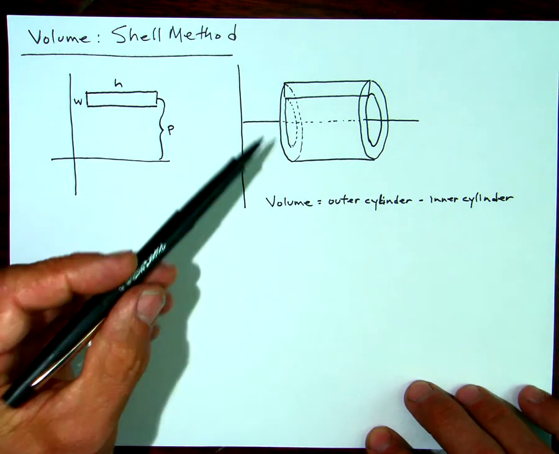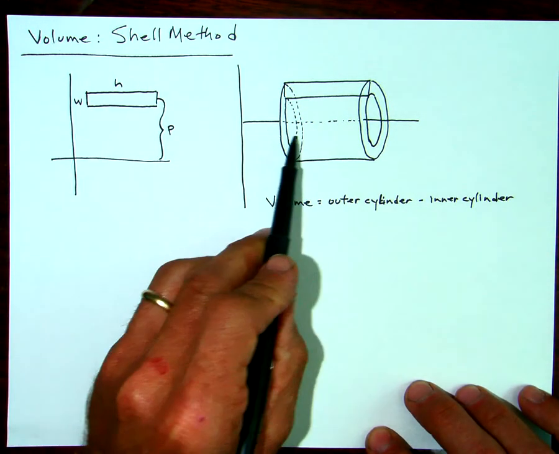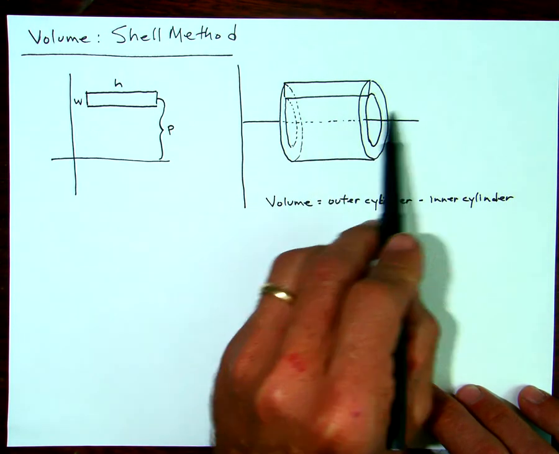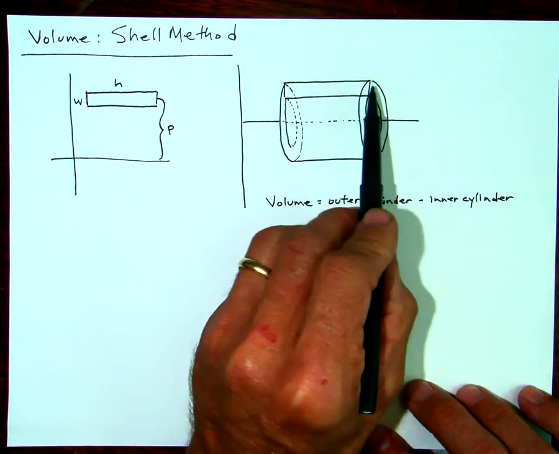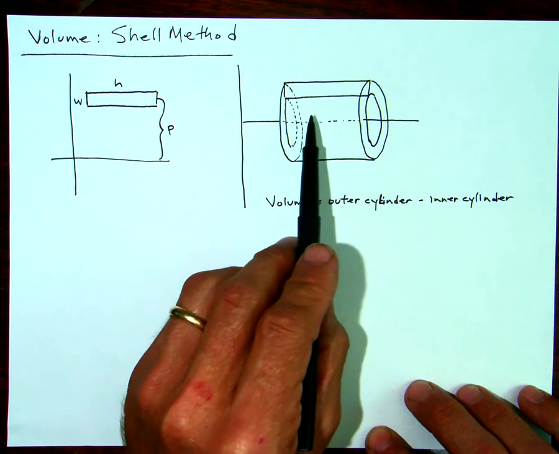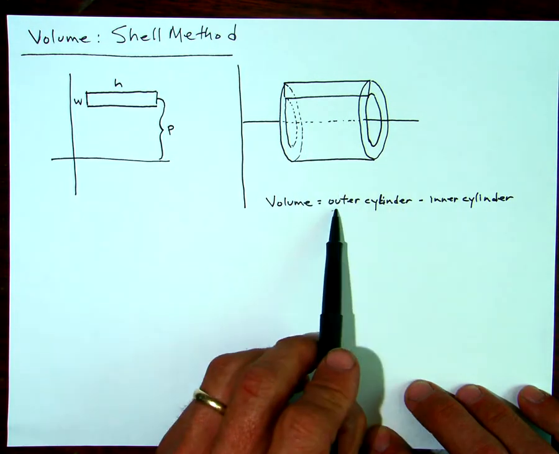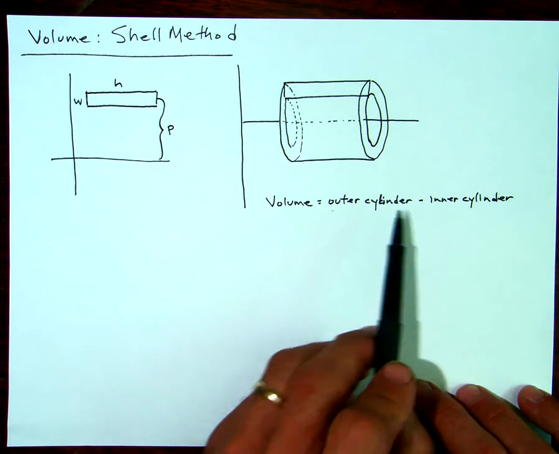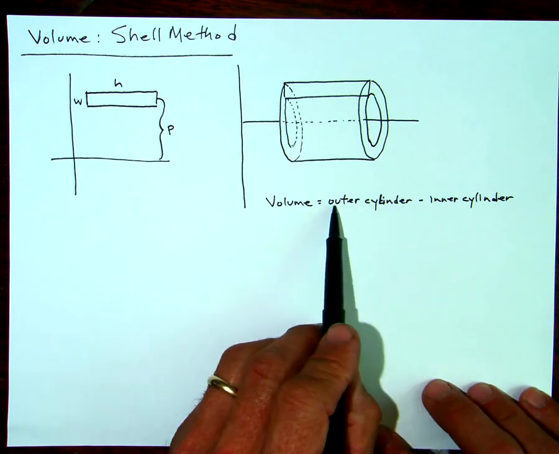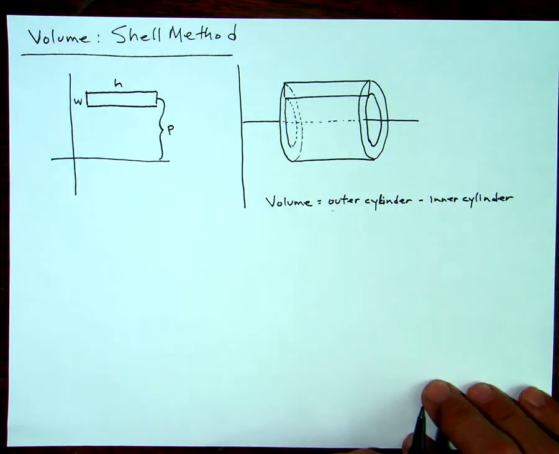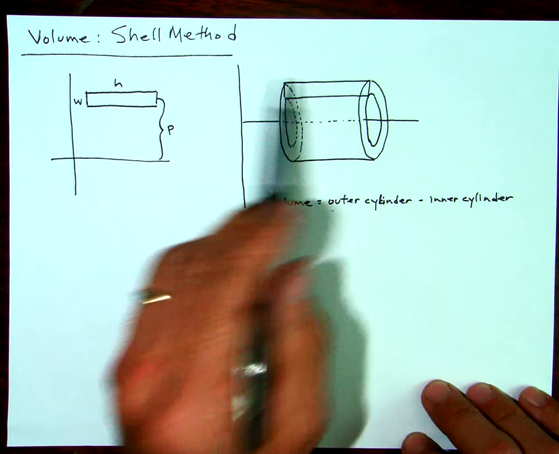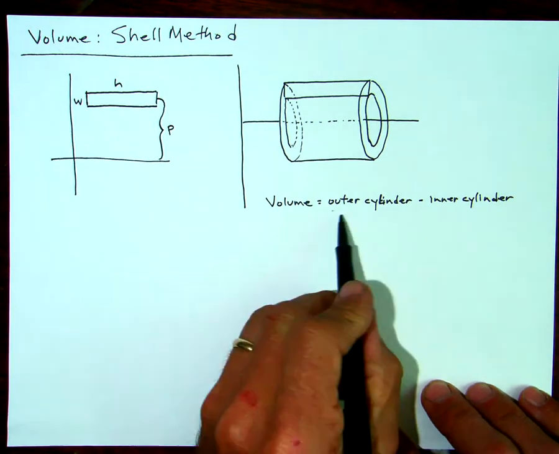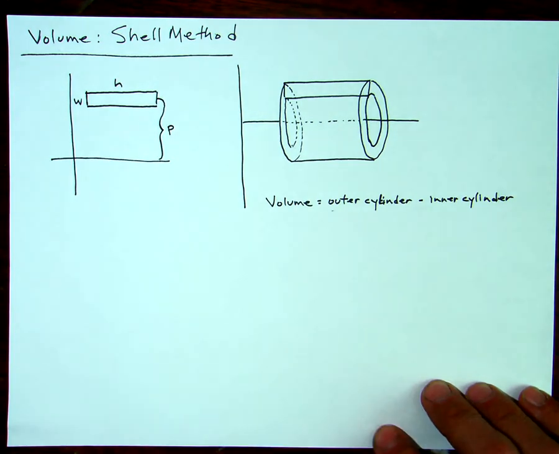In order to do that, though, we need to start with the volume of one shell. So we're talking about this solid piece here. If we had a solid cylinder here, that would be the outer cylinder, and the inner cylinder is the part that's removed. If we take the volume of the outer cylinder and subtract the volume of the inner cylinder, that should give us the volume of this shell, of what's left.